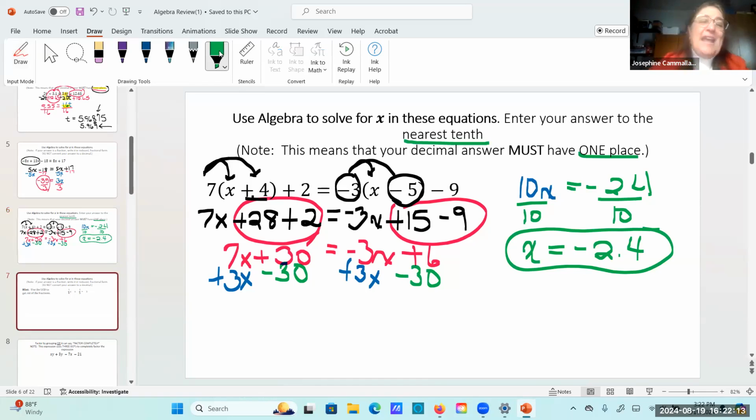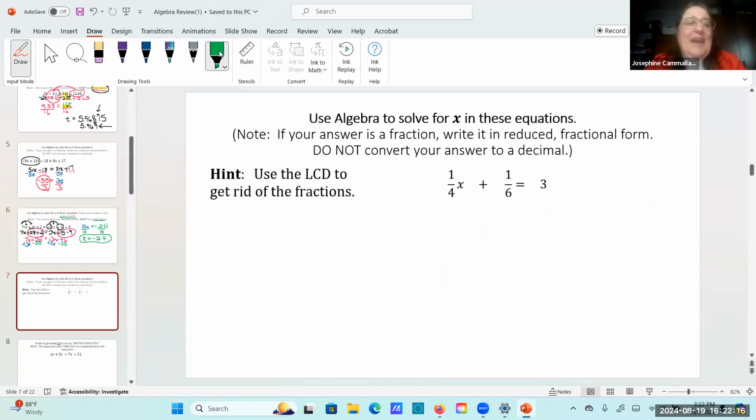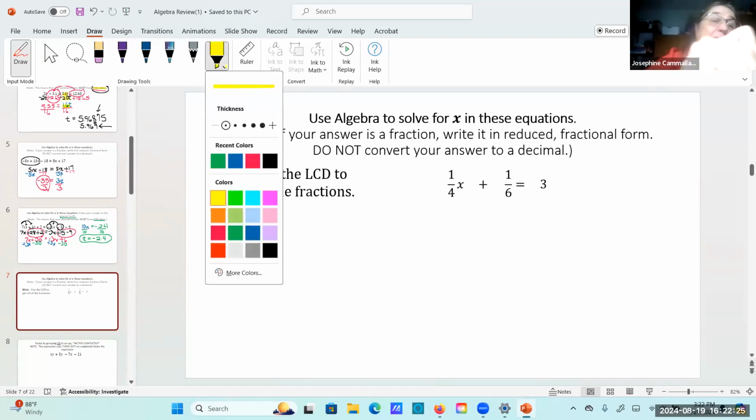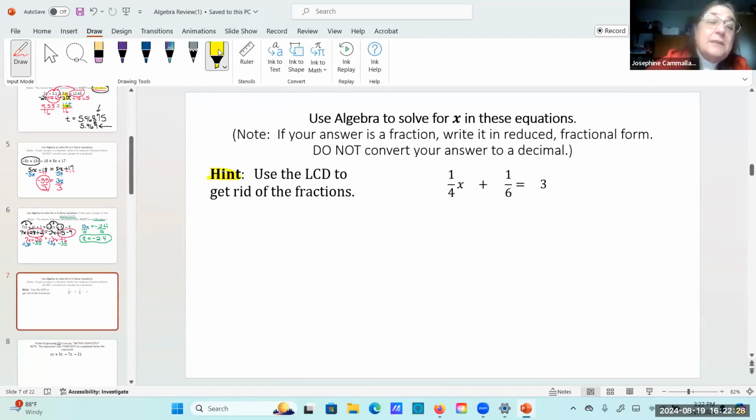Okay. This is my last equation. Now, this equation has fractions. Now, I'm very nice to you. I am giving you a hint. Use the LCD. Well, the LCD goes to the denominator of 4, 6. And in case you don't realize it, that 3 has a 1 underneath it. The LCD for 4 and 6 is 12.